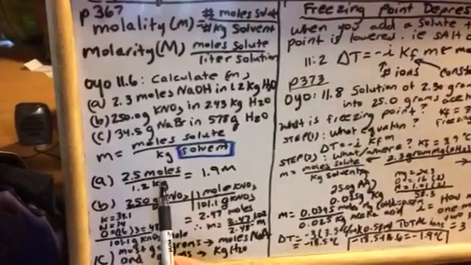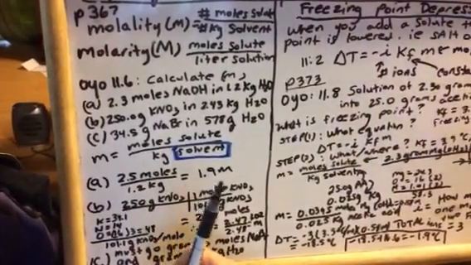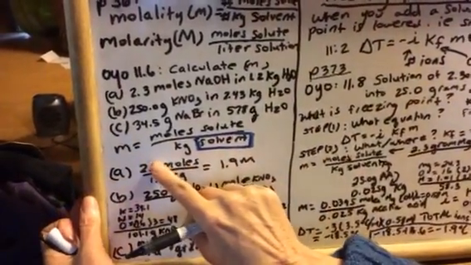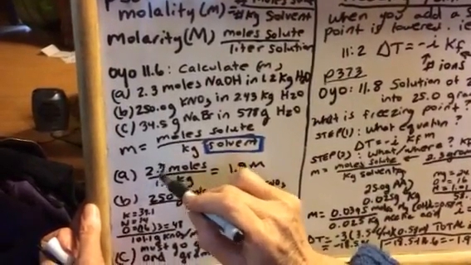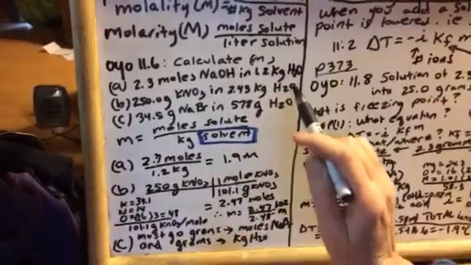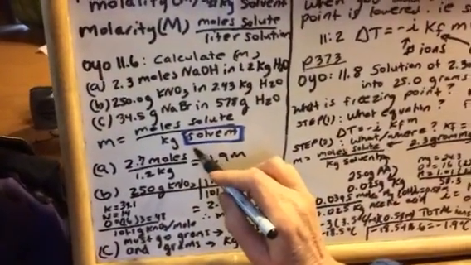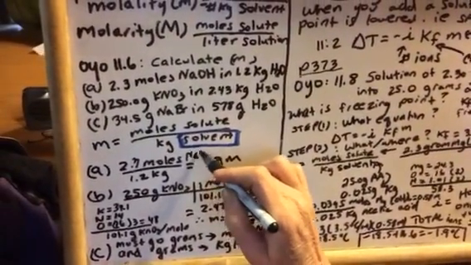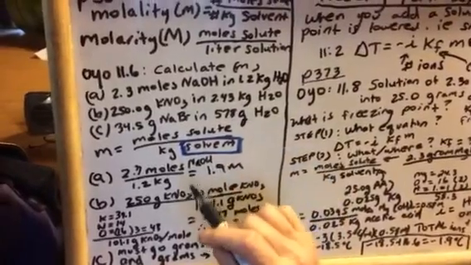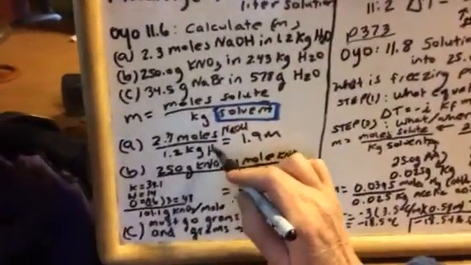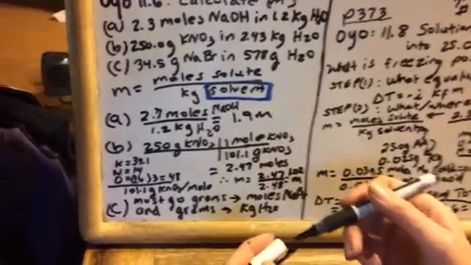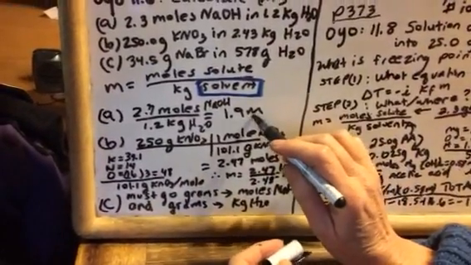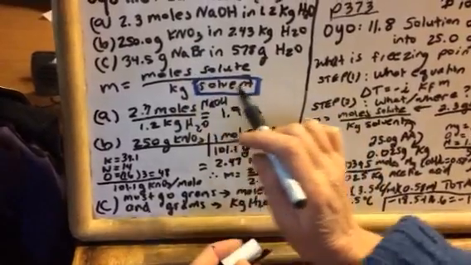And that's going to be 2.5. Whoops, I wrote 2.5 and it's actually 2.3. Sorry about that. 2.3 moles of NaOH divided by 1.2 kilograms of water. That's going to give you a molality of 1.9, a concentration in molality, little m, which is moles per kilogram of solvent, of 1.9.